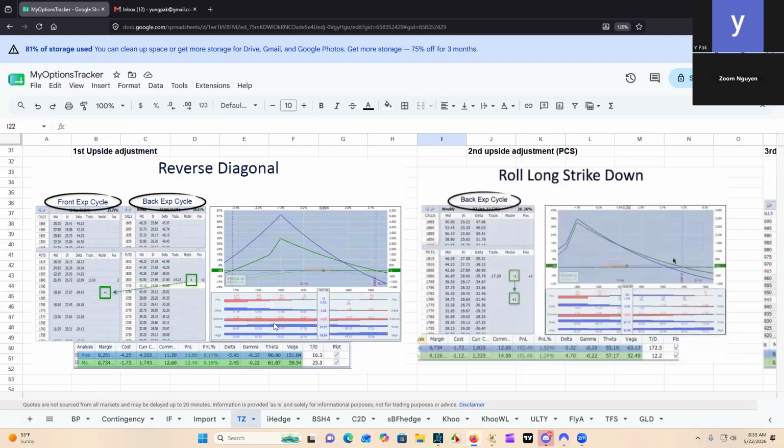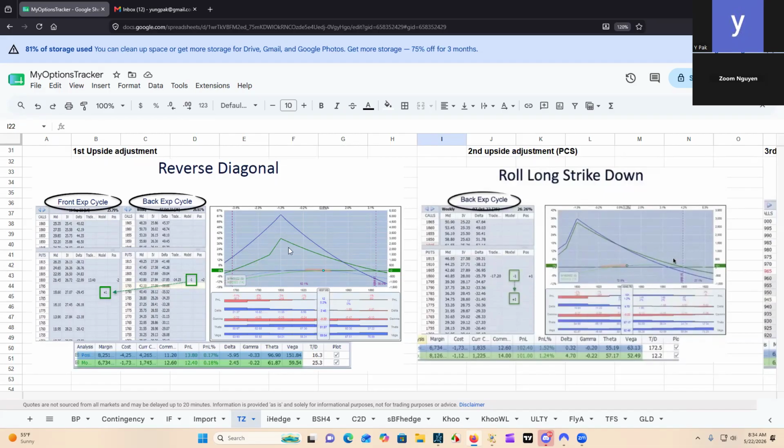So I can either make a video on this or we can go over it some other time. But the blue is your current trade, the green is your model new trade that you're making the adjustment with. So this is taking the back cycle, you're taking half of that one, so it's subtracting one from the two that you already have, and you're going to move it to the front cycle. They call it a reverse diagonal. This is the inventor that she came up with.